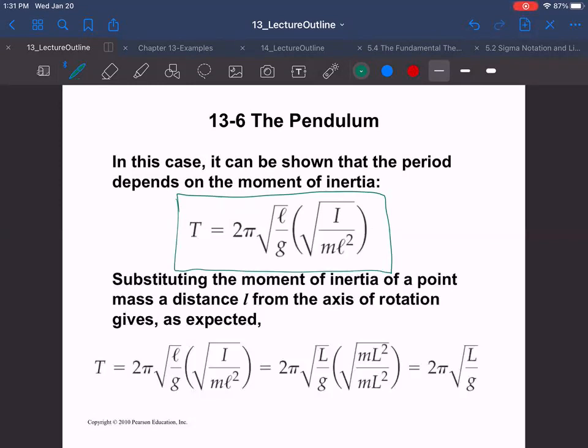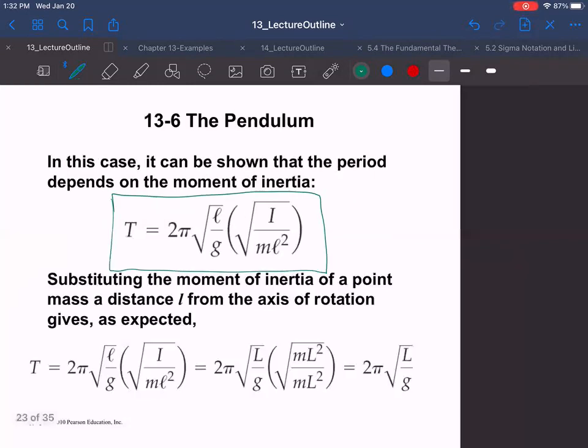If you go down right here, if you substitute the moment of inertia of a point mass, which is what we were just doing with a simple pendulum, look at what you end up right back with, right? The moment of inertia of a point mass is just mr squared, in which case r is the length of the string, so mL squared, they cancel, and you're left with 2 pi times the square root of L over g. Okay? We're good there? All right.